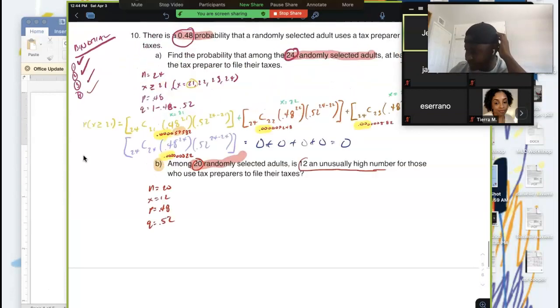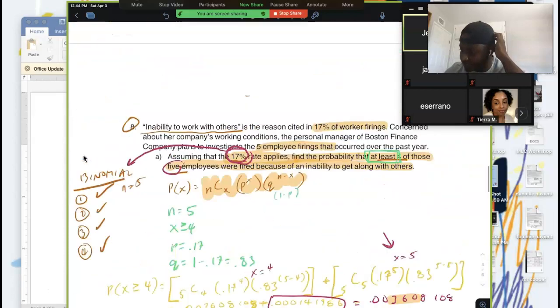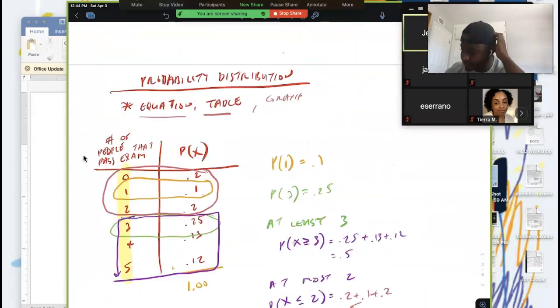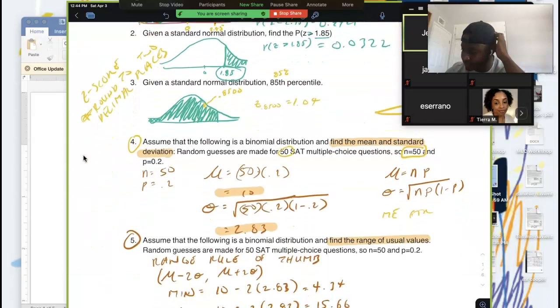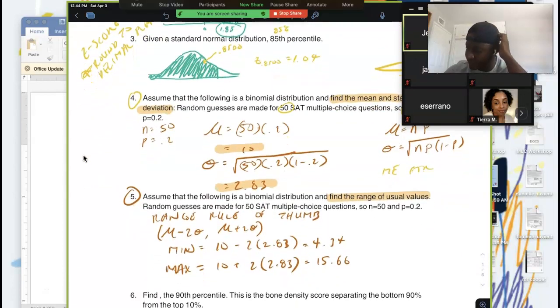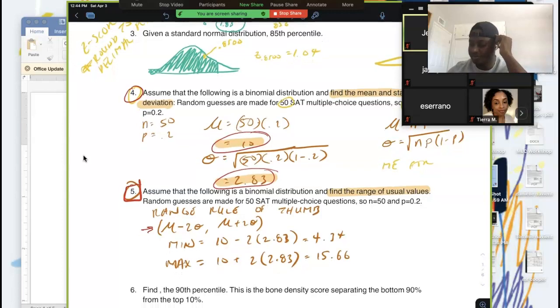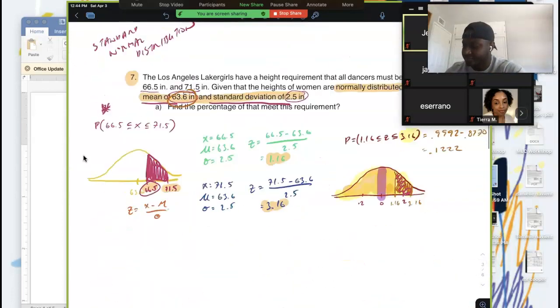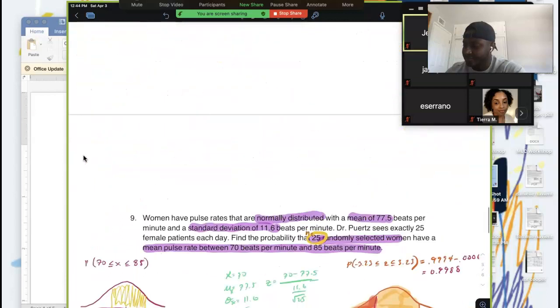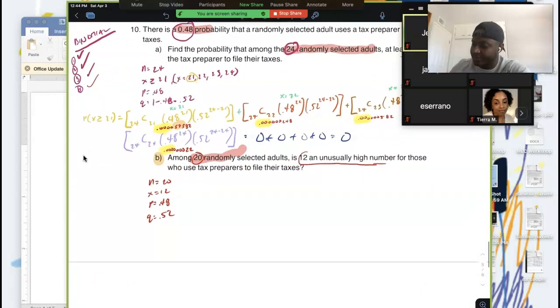For this problem, number 5 or 4 and 5 actually, we found the mean and the standard deviation, and then we used the range rule of thumb. And then if it was on the high end, then we know it's unusually high, or if it was on the low end, we know it's unusually low. So let's do both. So let's find the probability first.